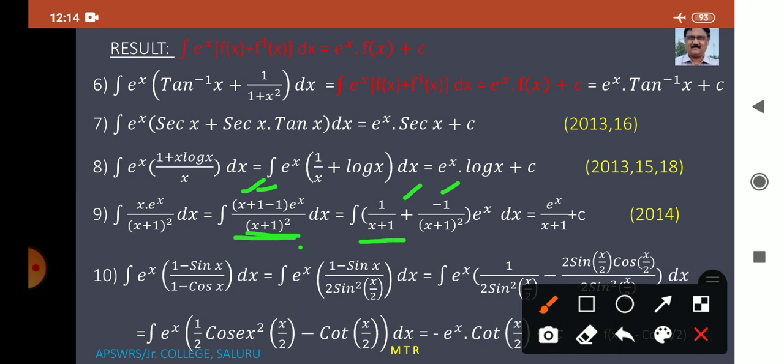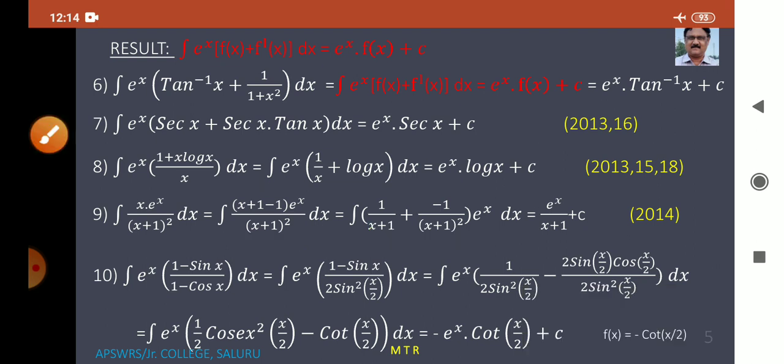You know the derivative of 1 by x is minus 1 by x square. If we take this x plus 1 as x, this is 1 by x, so this is minus 1 by x square. So the derivative of 1 by x plus 1 is simply minus 1 by (x plus 1) whole square. So our function f of x is 1 by x plus 1. So this is equal to e power x into f of x. So e power x by x plus 1 plus c is our answer.